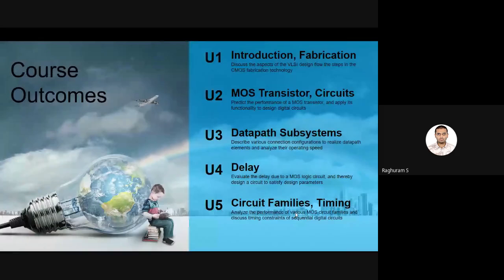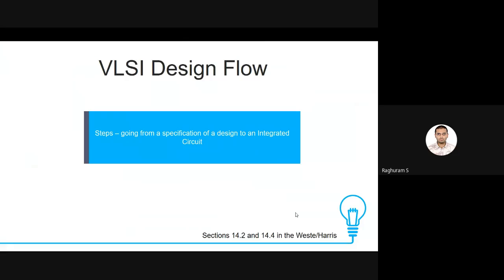Sorry, correct this thing. This is a duplicate slide, so the correct information is here. Okay, so we'll directly jump into the first unit of our syllabus. The first part of the first unit is introduction to VLSI design, and within that, the first topic itself is what is called the VLSI design flow.